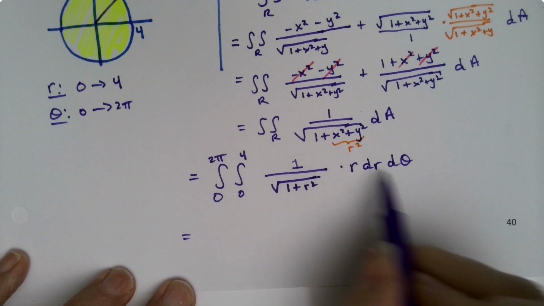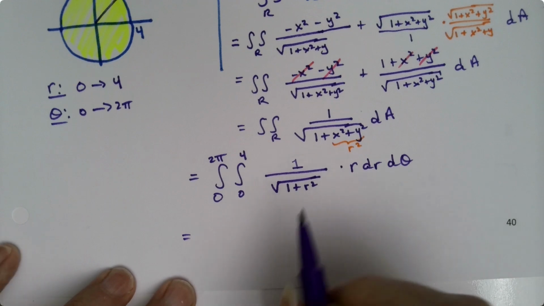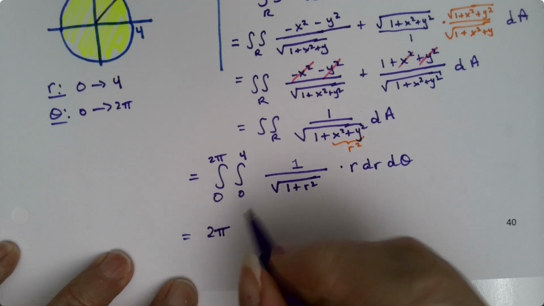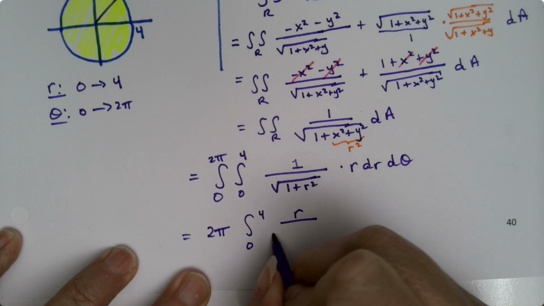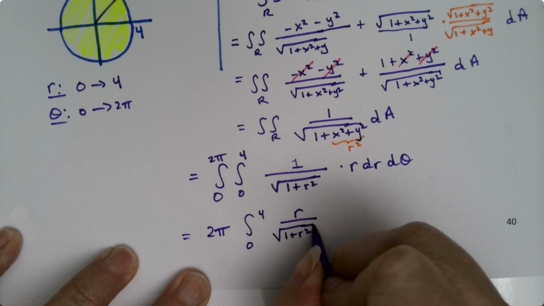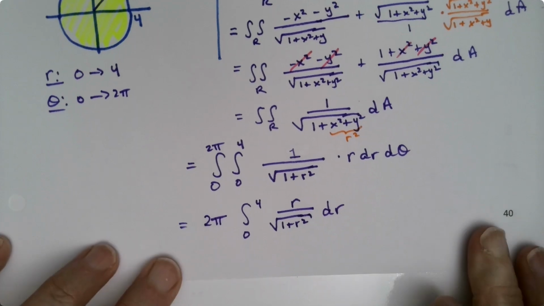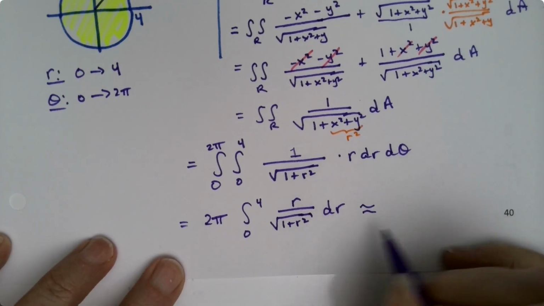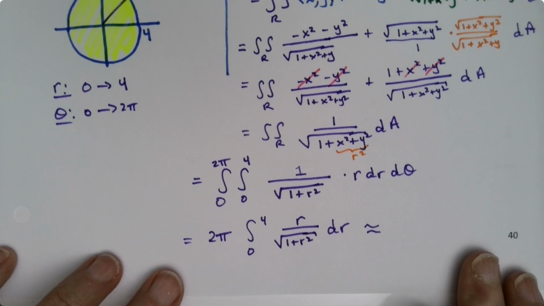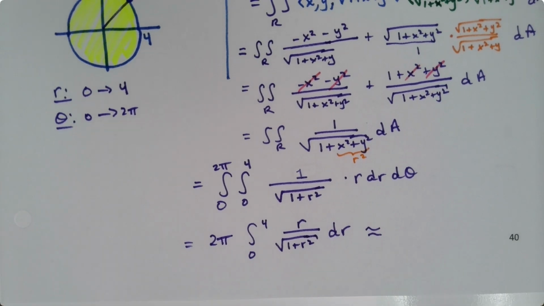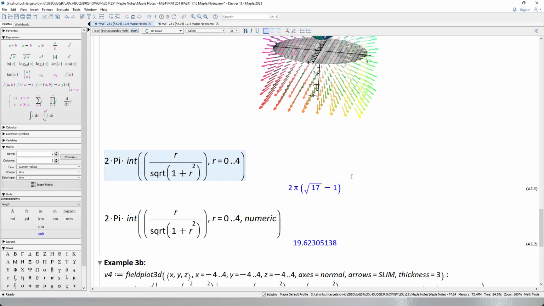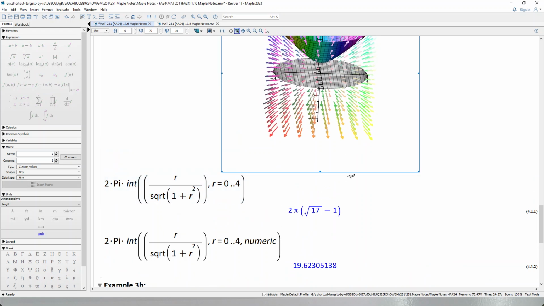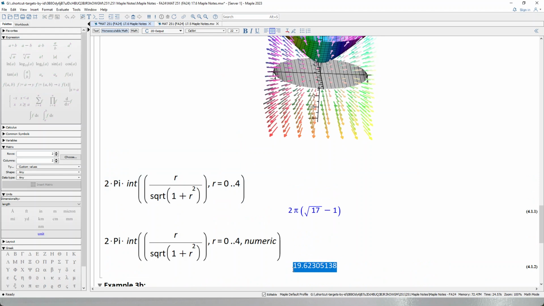There's no theta anywhere in this problem, so we're just going to put 2 pi here. And we're going to take the integral from 0 to 4 of r over the square root of 1 plus r squared dr. And of course, we are going to make a computer do that for us. Please and thank you. So let's go look at it in Maple. And there we can see it in Maple. There's the exact answer. Here's our surface right here. And there's our exact answer, and there's our decimal approximation.